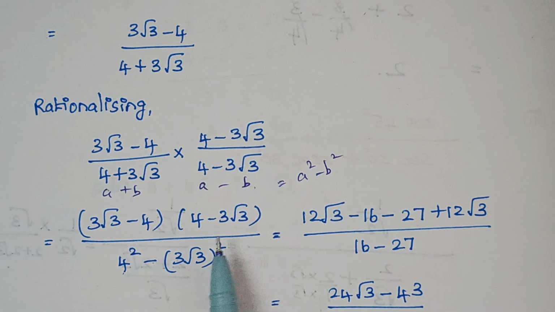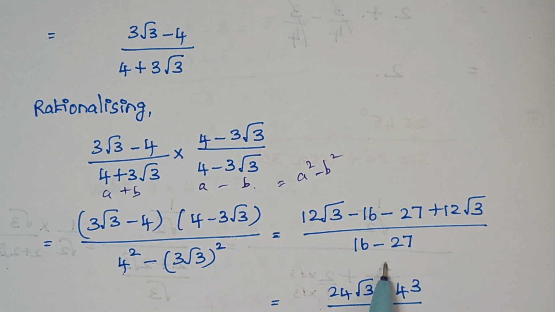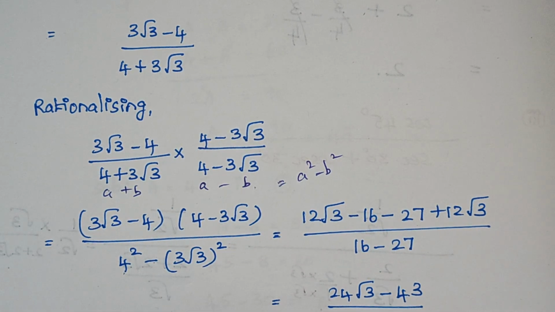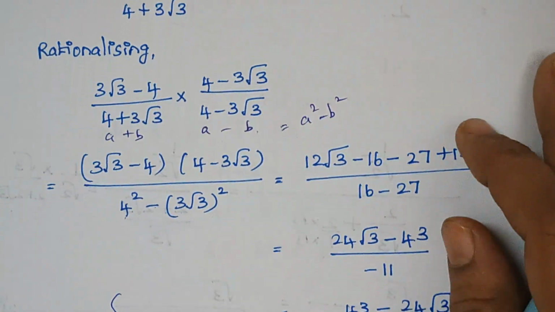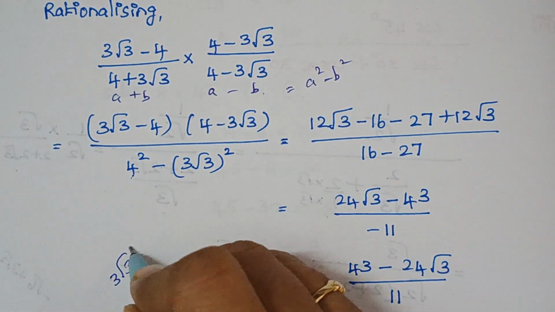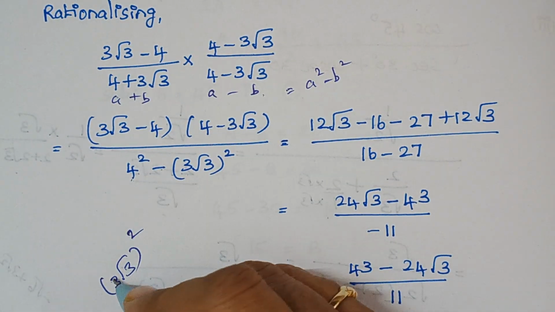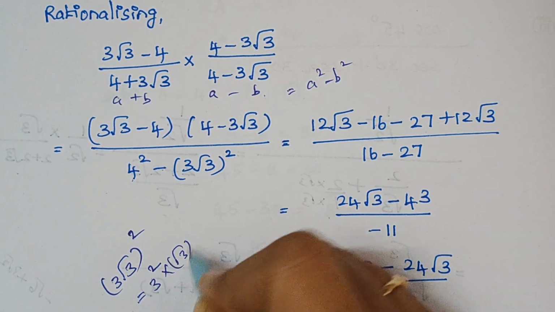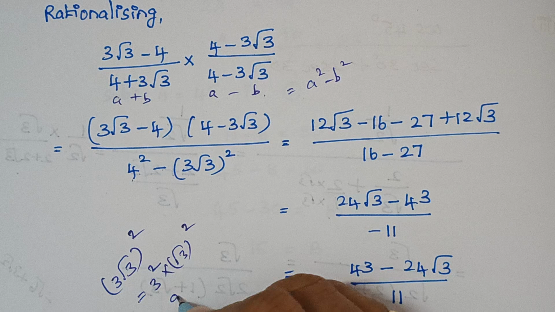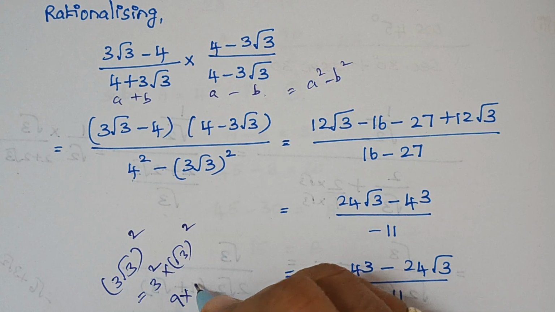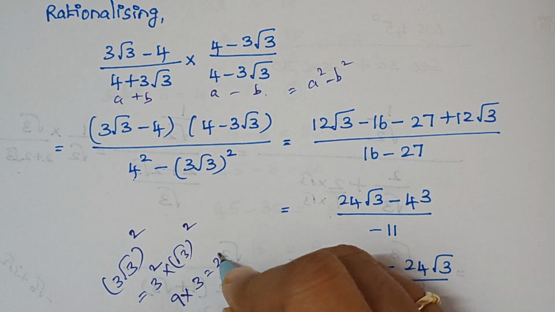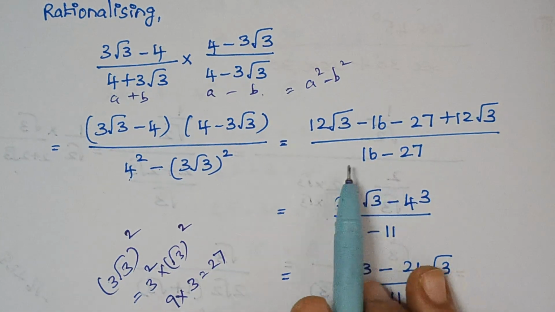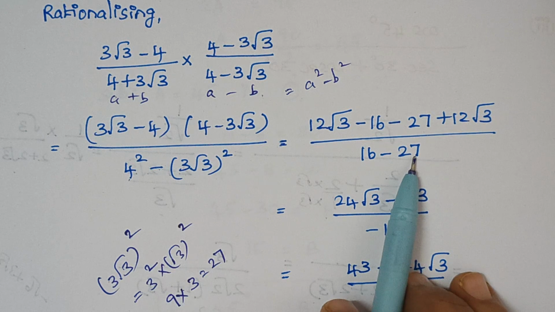So when you look at this denominator, 4 square becomes 16. And what about 3 root 3 the whole square? You see how to take the square for this term? 3 root 3 the whole square. So that is 3 square into root 3 the whole square. 3 square is 9. Root 3 square is 3. So 9 threes are 27. Therefore here it is 16 minus 27.